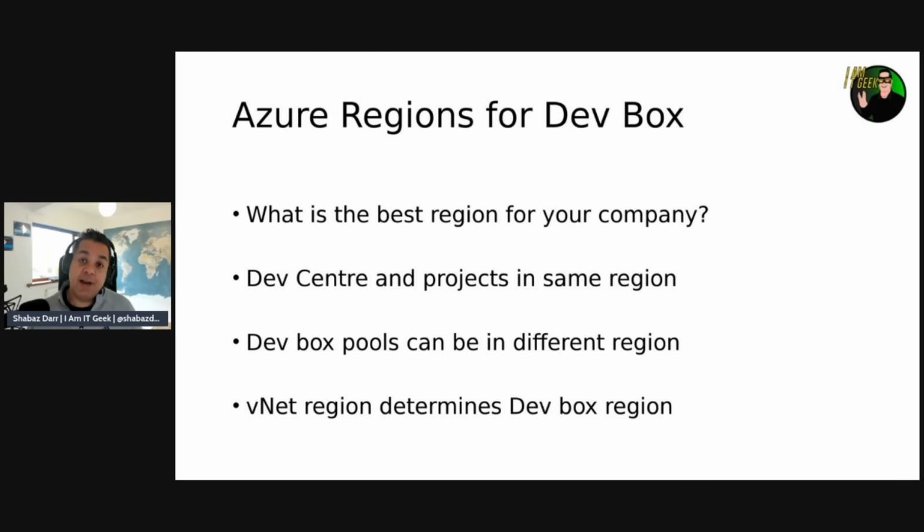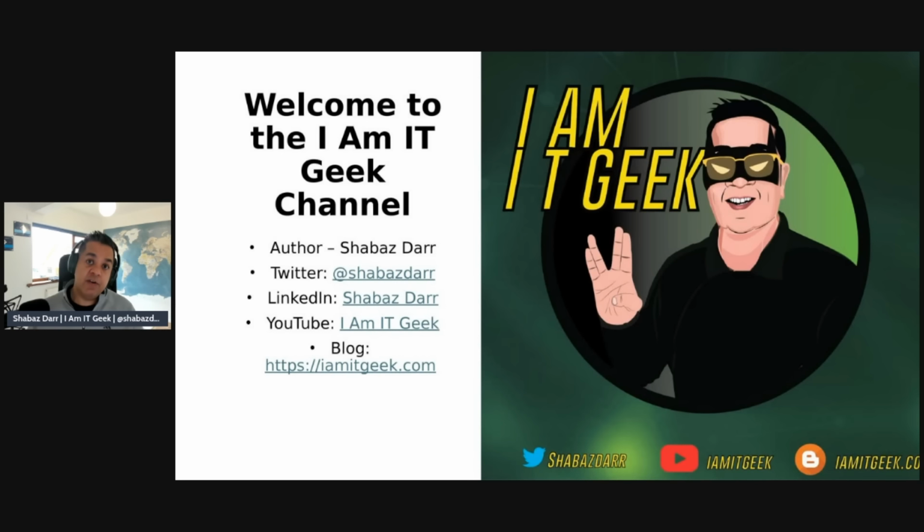The region of the virtual network specified in the network connection determines the region of a DevBox. You can create multiple network connections based on the regions where you support developers. You can then use those connections when creating DevBox pools to ensure that DevBox users create DevBoxes in the region closest to them. Using a region close to the DevBox user is going to provide the best experience. So there we've covered three really key concepts. Some of them we've already covered in the demo, some we're going to cover in future demos.